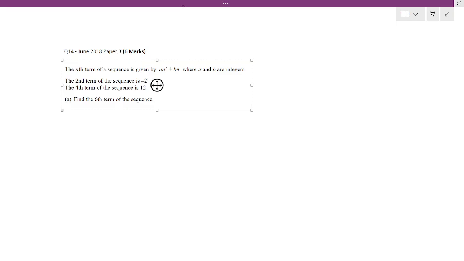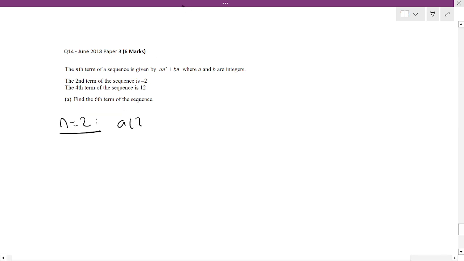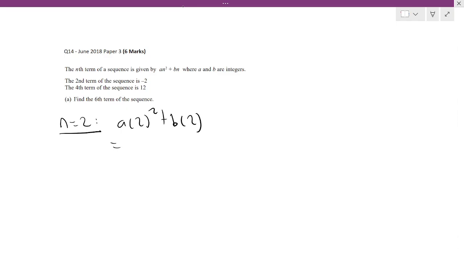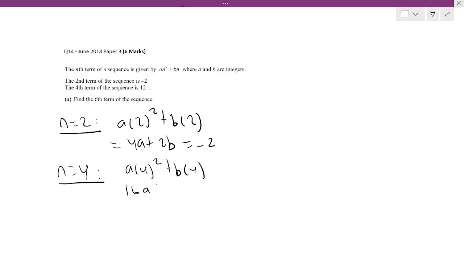So first of all, the second term is -2. So I'm going to first substitute n is 2 into this nth term here. So that's going to be A of 2 squared and B of 2, which will be 4a add 2b, and that is equal to -2. Then n is 4, so a of 4 squared add b of 4. That's going to be 16a add 4b, and that will give us 12. Well, if we label these 1 and 2, is this now not a simultaneous equation? I think it is. So therefore we can solve for A and B.